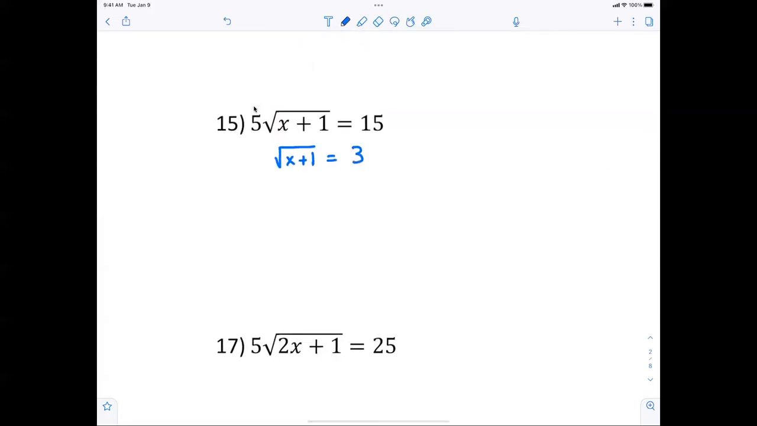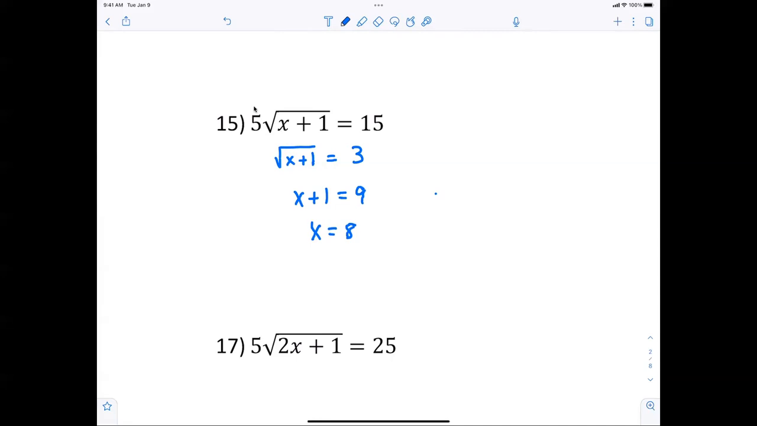Same. See number 13. All right. Well, 15 divided by 5 is 3. That's what we did. And so now I have x plus 1 equals 9. So x equals 8.